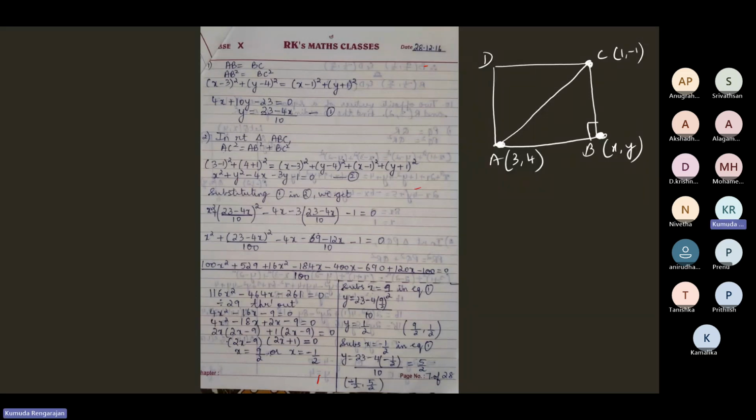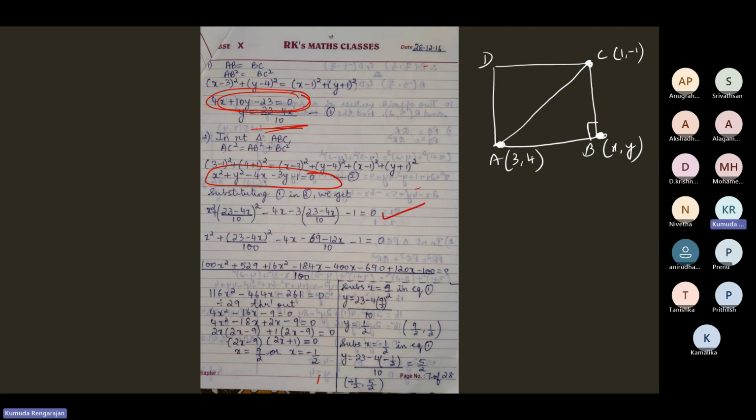From the first condition, AB is equal to BC, you get this linear equation in x and y. From the second one, Pythagoras theorem, you get a quadratic equation in x and y. So we continue to solve by using the substitution method. We go back to the linear equation and write y in terms of x. We substitute that in the second equation. So now this equation has only the variable x.